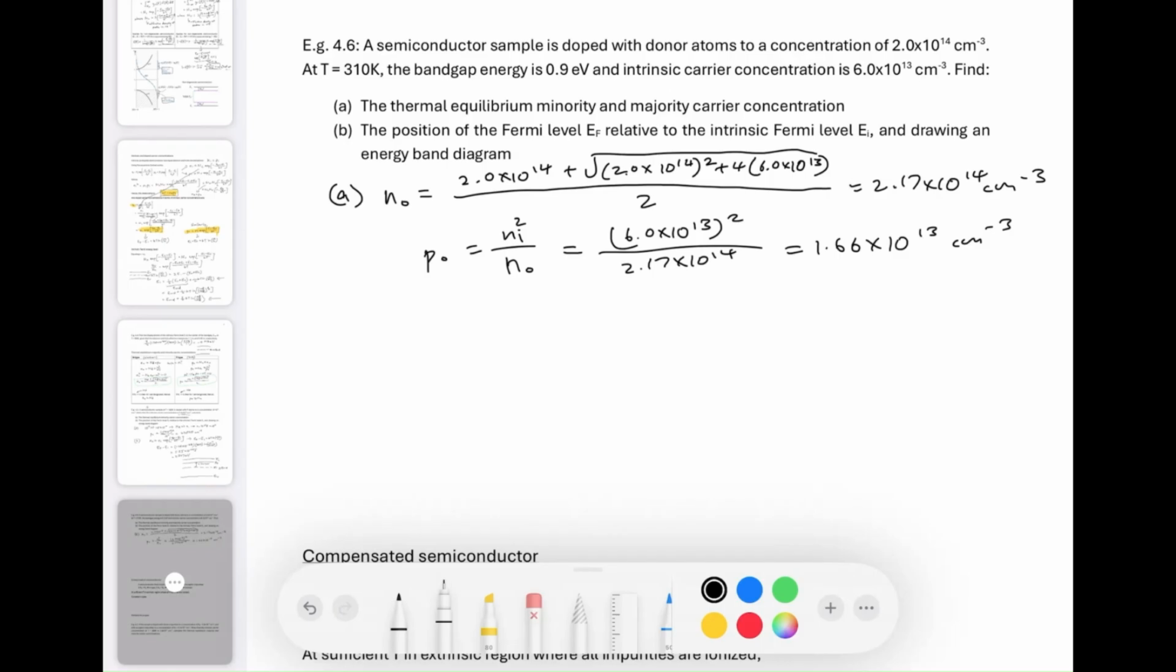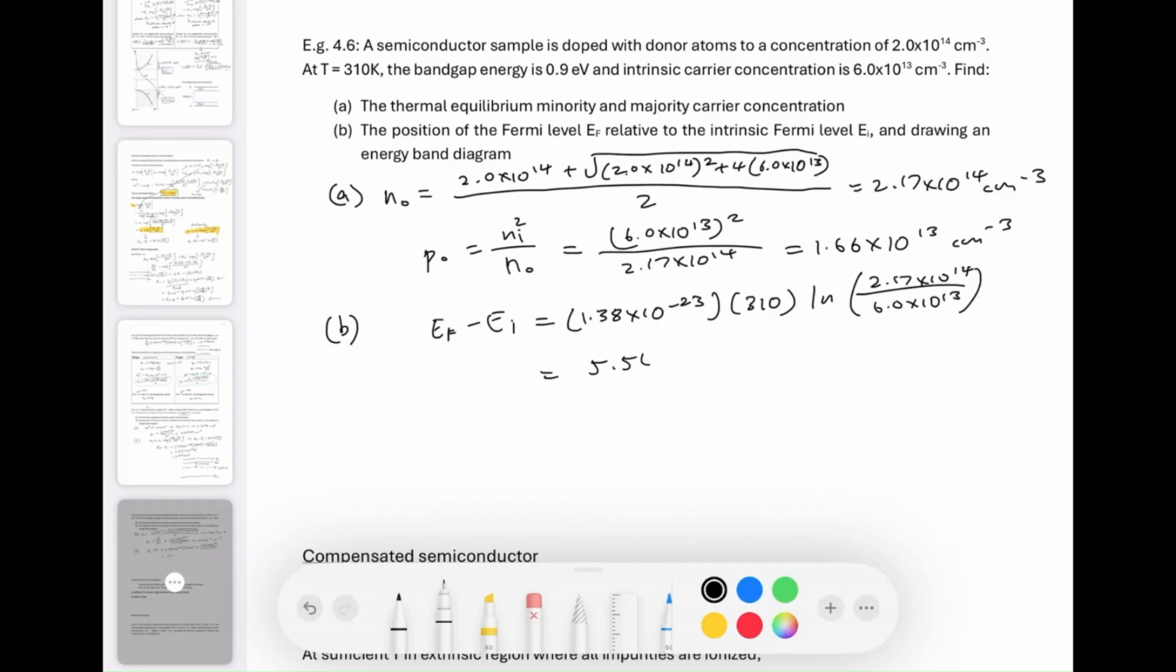Okay, so now let's move on to part B, the position of Fermi level relative to intrinsic Fermi level. Again, we'll just use the same equation as the previous example. But this time the temperature is at 310 Kelvin. So we just find this, and this is just equal to 5.50 times 10 to the power of negative 21 joule, which is 0.034 electron volts.